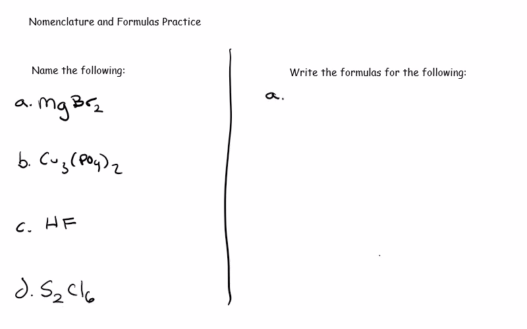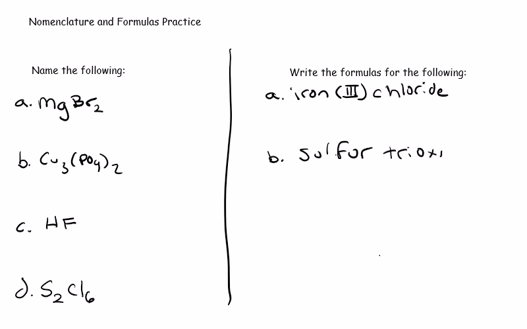Now, for the ones we're going to write the formulas for, that's going to be iron(III) chloride. Apologizing in advance for my penmanship. I've been working on it since what? Kindergarten, and it's just not gotten much better. After that, I have sulfur trioxide. After that, let's do potassium nitrate. And finally, we're going to write the formula for sulfuric acid.